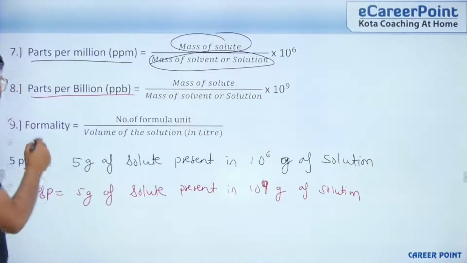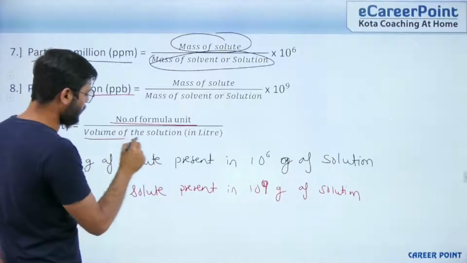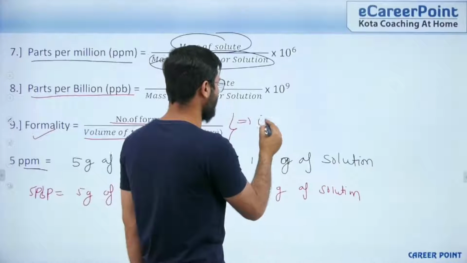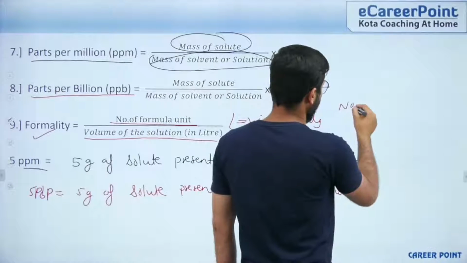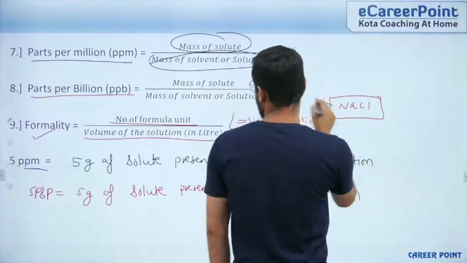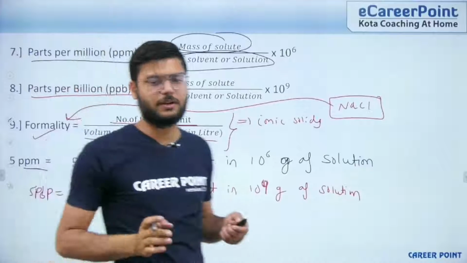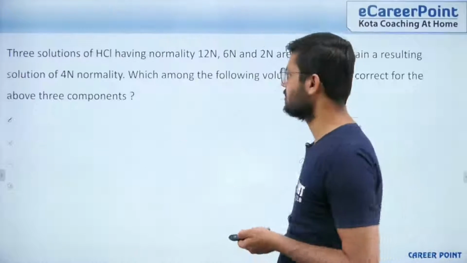And similarly, there is one more important term, that is formality: number of formal units upon volume of solution in liter. It is very similar. It is defined for ionic solids, like NaCl. For these cases we use the term formality, but it is very similar to the number of moles. The only difference is that it is defined for ionic compounds and the others are for molecular compounds.